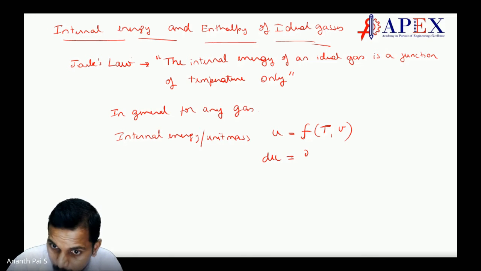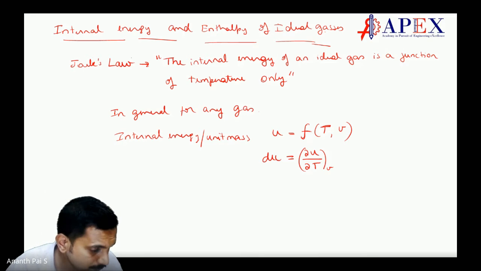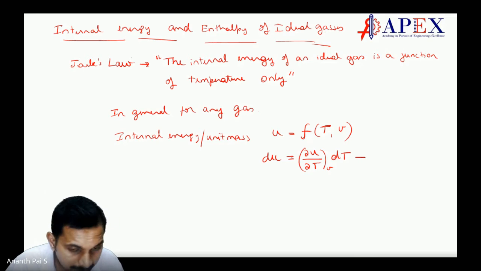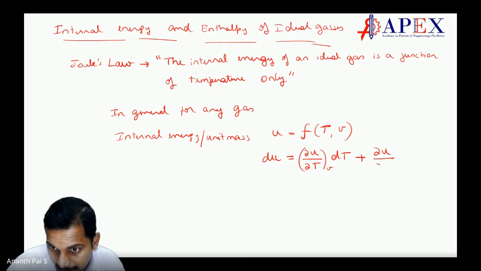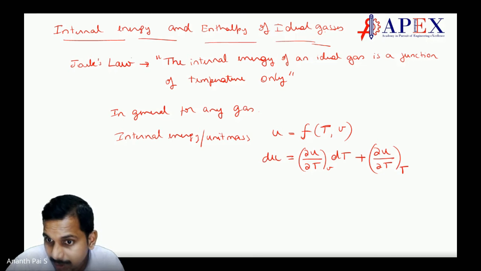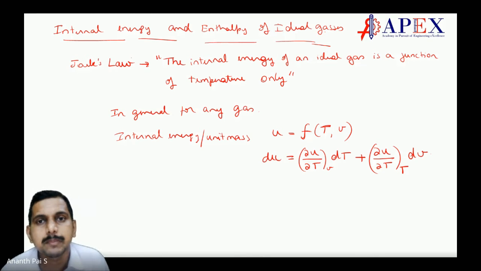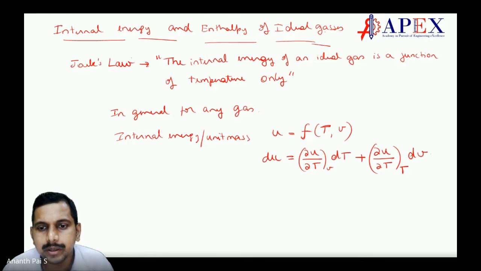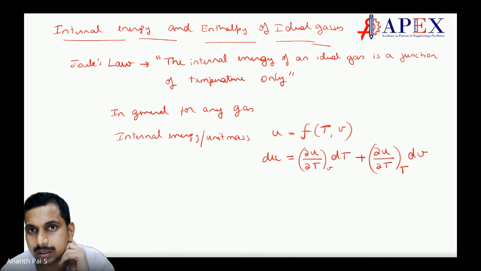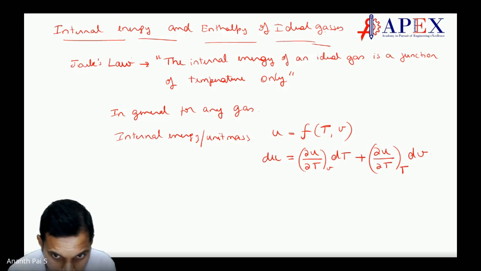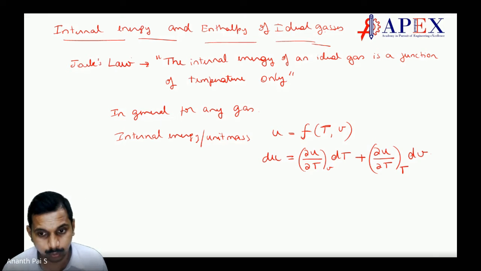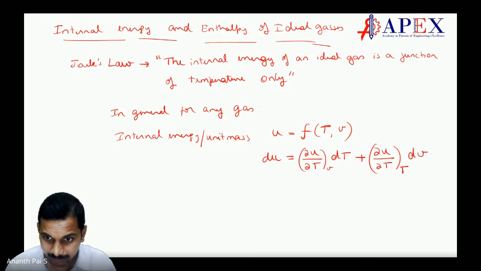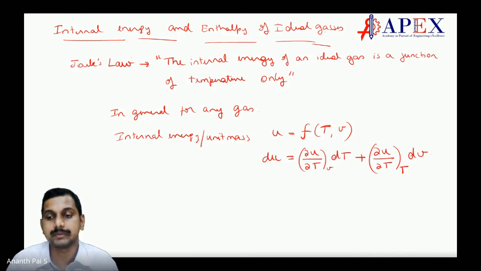as dou u by dou T at constant specific volume into dT plus dou u by dou V at constant temperature into dV. Basic. This is how we open up the things, right? We have seen this when I started thermodynamics, is it not? So du, the differentiation, can be written as dou u by dou T at constant specific volume into dT plus dou u by dou V at constant temperature dV.